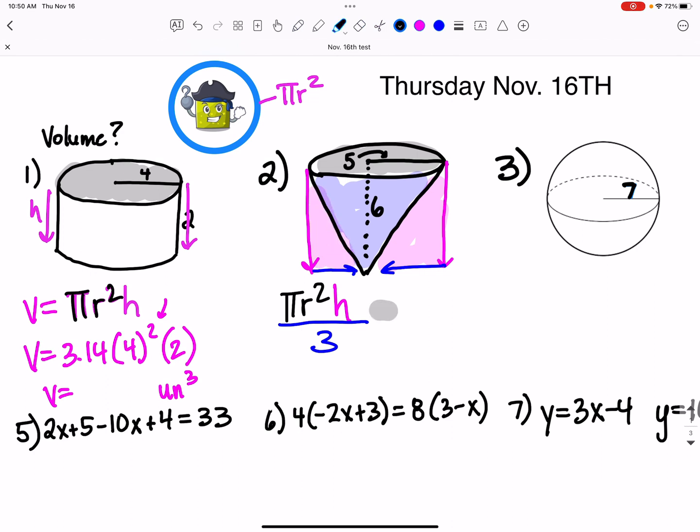So equals 3.14 times the radius twice, so 5 squared will be times 25, or you can just say times 5 times 5. And then times the height of 6, and then divided by 3. And whatever that is, we're going to say the volume equals that many units to the third power, or 3D units.